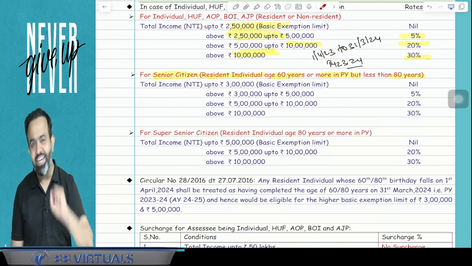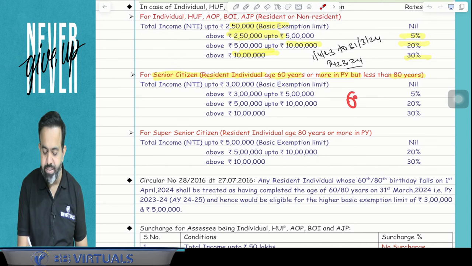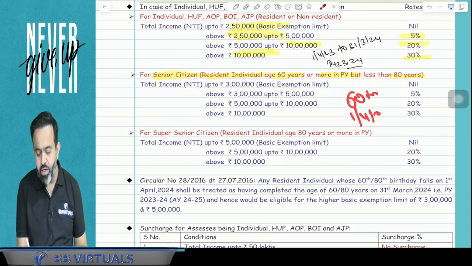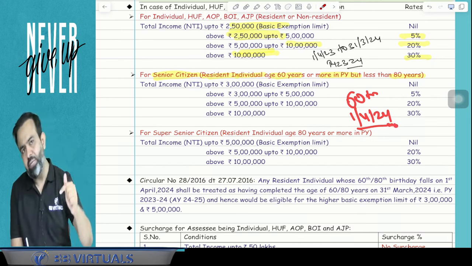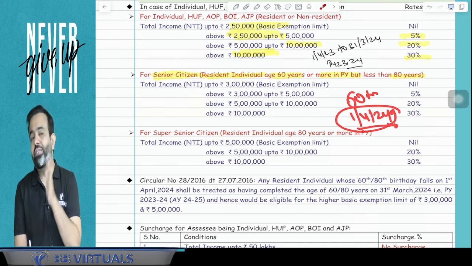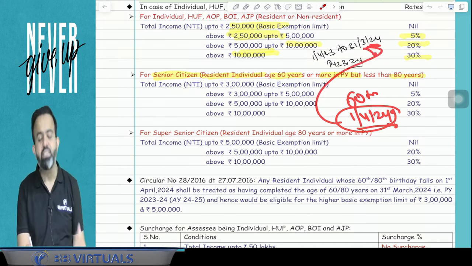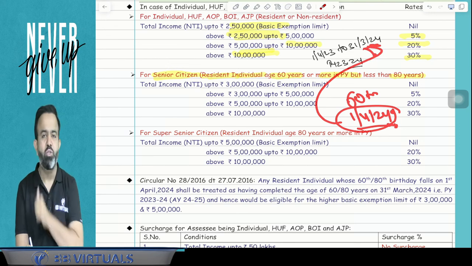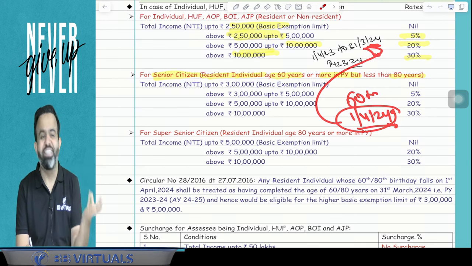That catch says that, for example, if any person is celebrating his 60th birthday on 1st April 2024, then we will assume that the person has completed the age of 60 years on 31st March 2024, and he can claim the higher basic exemption of 3 lakh.